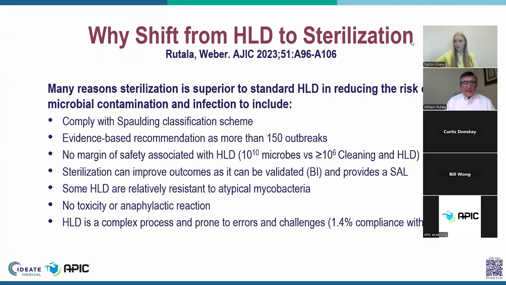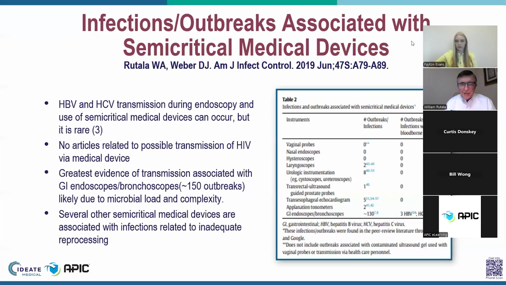In the next slide, essentially what we see is a table that summarizes how many outbreaks have been associated with semi-critical items, of course, to include the flexible endoscopes such as the gastrointestinal endoscope and bronchoscope. When this data was collected back in 2018, there were 130 outbreaks. Today, there are more than 150 outbreaks associated with gastrointestinal endoscopes and bronchoscopes. And you can see how that compares with other semi-critical items in Table 2 on that slide.